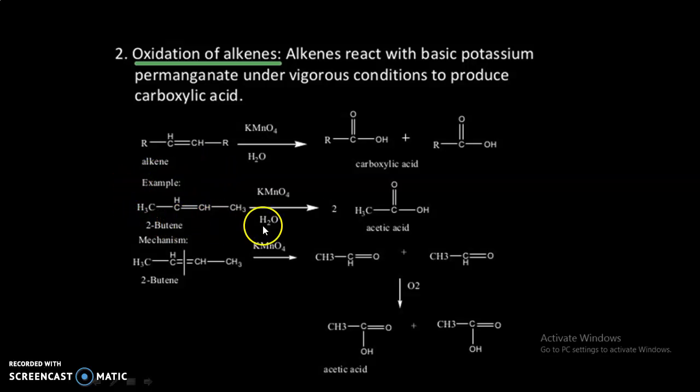Example: 2-butene, which on oxidation gives 2 molecules of acetic acid. There is a mechanism of the reaction: by breaking of the carbon-carbon double bond, with potassium permanganate as the oxidizing agent, it forms 2 molecules of acetic acid.